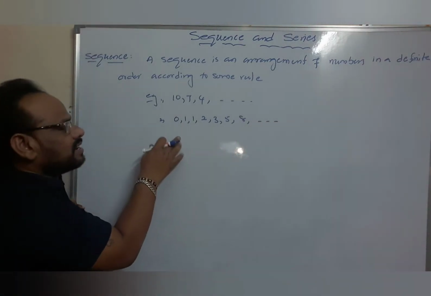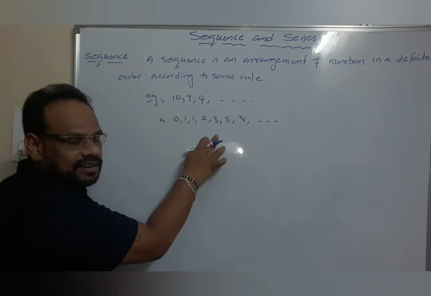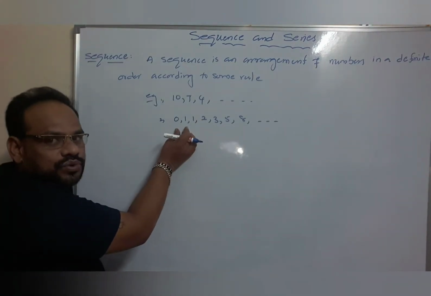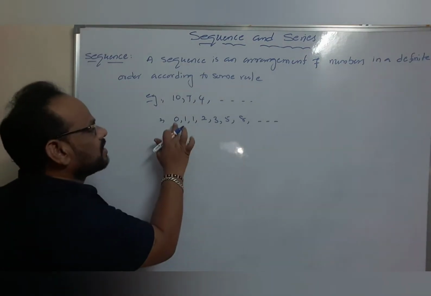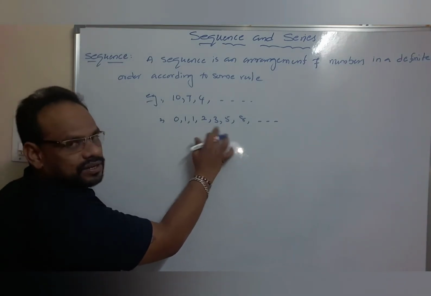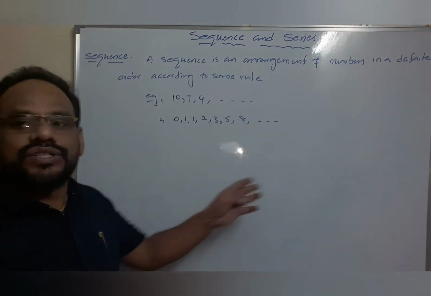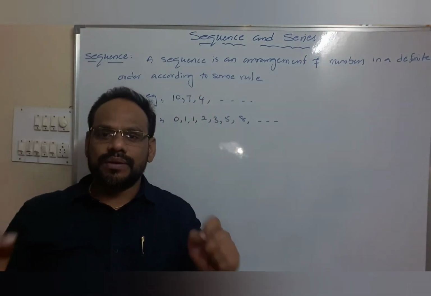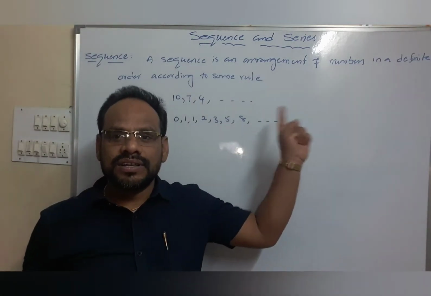For example, second one 0, 1, 1, 2, 3, 5, 8 and so on. Observe here, it follows some order, that is ascending order, and it follows some logical rule, that is every term except the first 2 terms, we add the preceding 2 terms, we get the next term. Observe here, 0 plus 1, 1, 1 plus 1, 2, 1 plus 2, 3, 2 plus 3, 5, 3 plus 5, 8, next 5 plus 8, 13 and so on. It is a sequence. Sequence is nothing but arrangement of numbers in a definite order according to some definite rule, then it is called sequence.